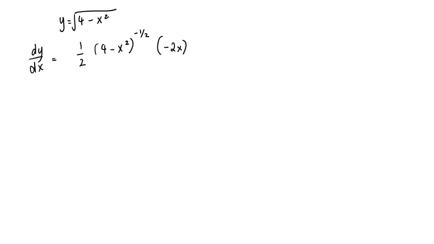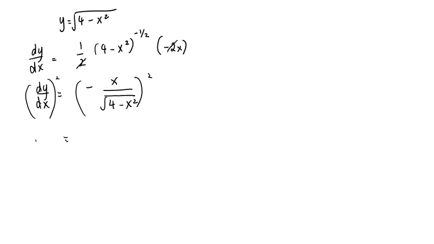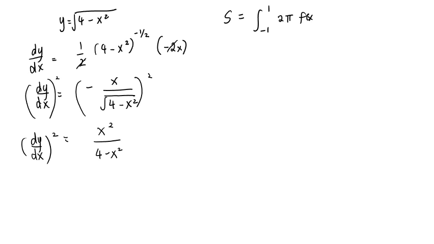Okay, for this question, y equals the square root of 4 minus x squared. So you get dy dx equals 1 over 2 times 4 minus x squared to the power -1 over 2, and also differentiate the terms inside, get -2x, and you can eliminate the number 2. So dy dx equals -x over the square root of 4 minus x squared, and you can square this term, so dy dx squared equals x squared over 4 minus x squared. And that's your formula, with limits -1 and 1, 2 pi f of x square root of 1 plus dy dx squared dx.